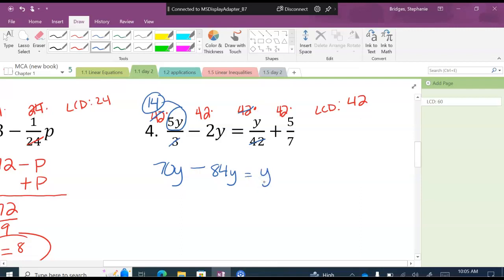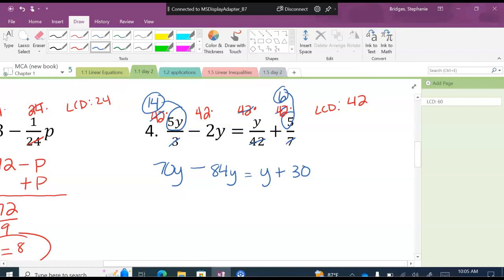And then 42 times that last fraction, 5 over 7. You can do that in the calculator. I'm going to say 7 goes into 42 6 times. 6 times that 5 should give me a 30. Did you all get 30 when you did 42 times 5 over 7? Okay. Anybody not understand anything right now?